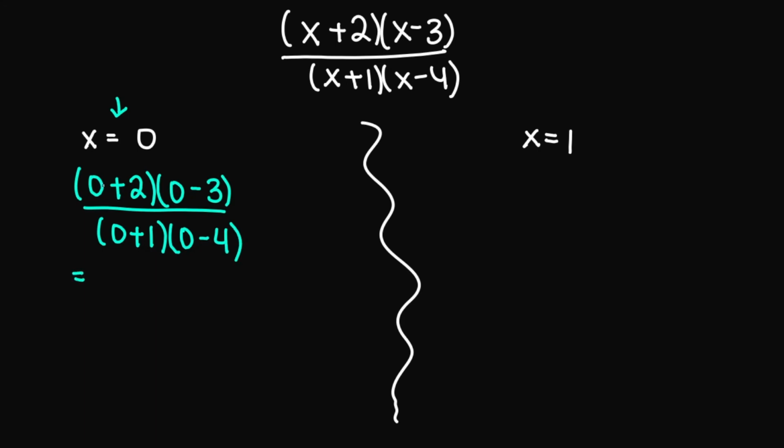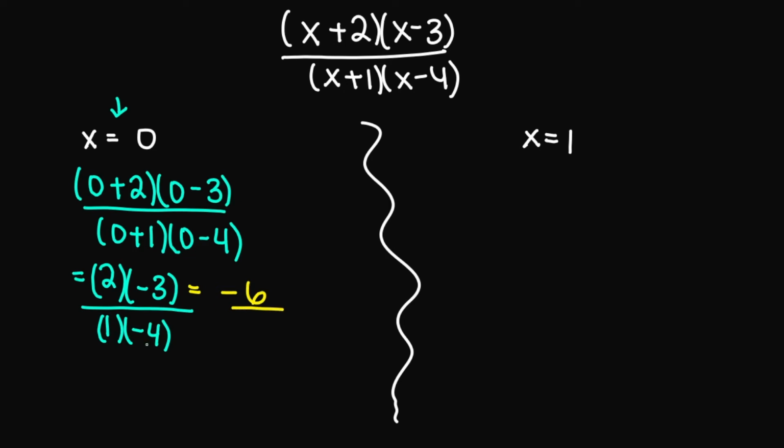So my numerator, 0 plus 2, that's going to give us a 2, times 0 minus 3, that's going to give us a negative 3. My denominator, 0 plus 1 is 1, and then times 0 minus 4, that's going to be a negative 4. So my numerator here, 2 times negative 3 is going to equal negative 6.